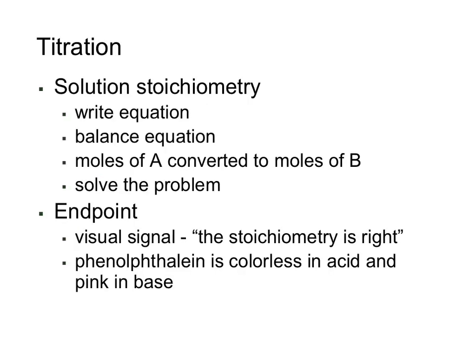A titration depends on many of the solution stoichiometry concepts that we've already discussed. We must first write and balance the equation for whatever reaction we are using, and then we see that moles of one thing in the reaction will be converted to moles of another thing, and then we can solve the problem for whatever we're looking for. The endpoint is usually some sort of visual signal. In the case of acid-base titrations, we use an indicator known as phenolphthalein, which is colorless in acidic solutions and pink in basic solutions.